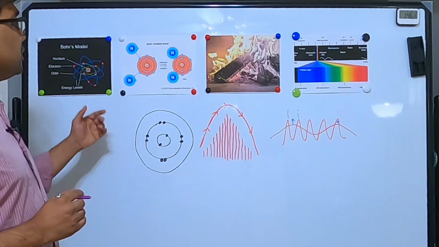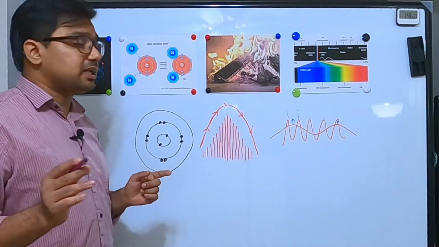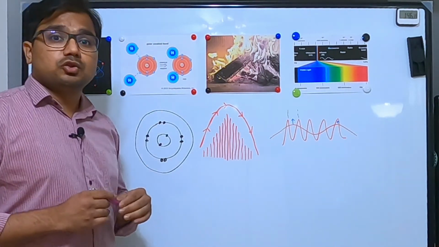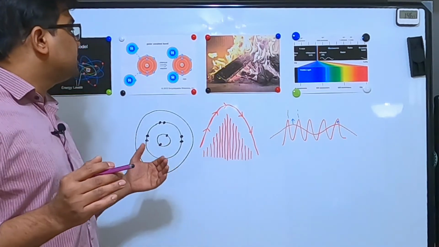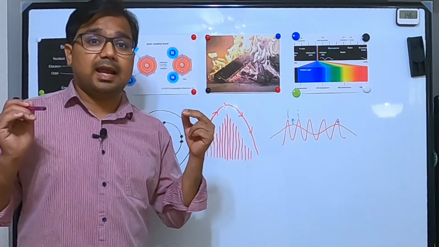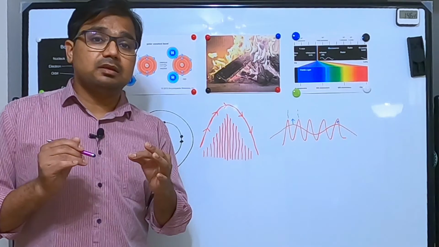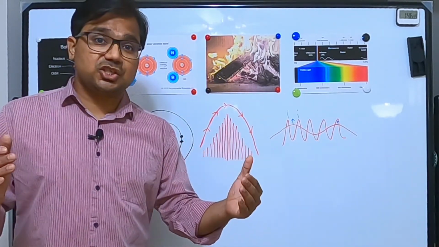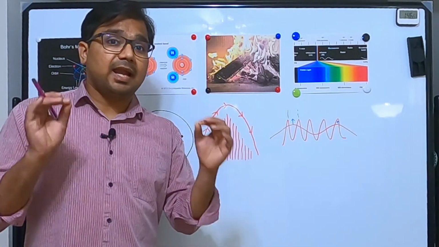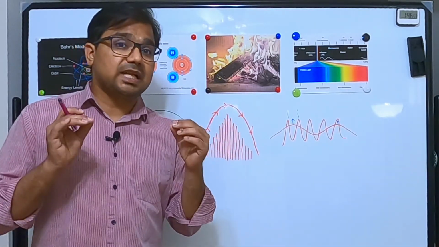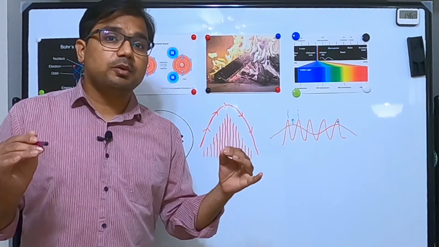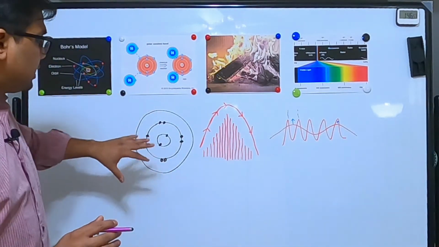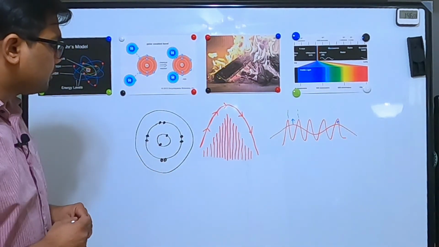So now the next concept we'll try to understand is bonds. So what is a bond? A bond is when two different atoms come together, they share or exchange electrons, and the end goal is to become more stable. Why do they want to be more stable? Because now let's take a look at this picture.